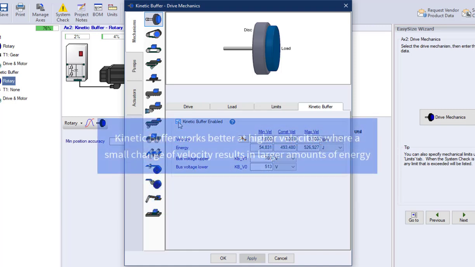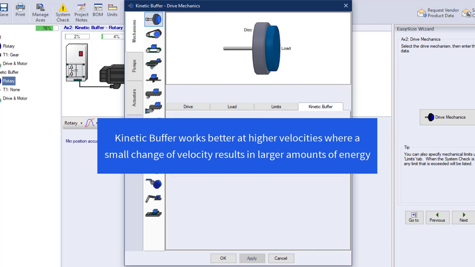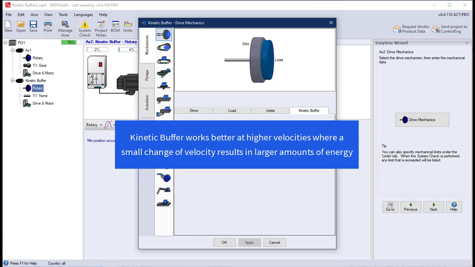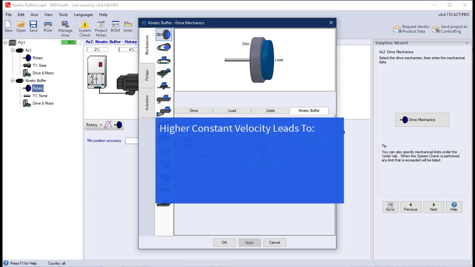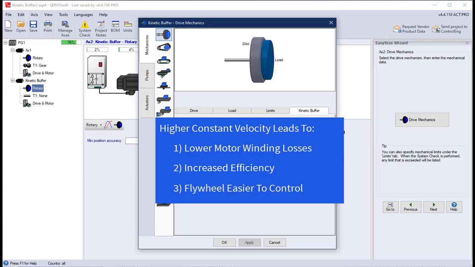The important point is a kinetic buffer works better at higher velocities, where a small change in velocity at, say, 3000 RPM results in a larger amount of energy than, say, the same velocity change at 1000 RPM. This also makes the flywheel less dynamic, with lower deceleration rates, using less motor current, and therefore lower motor winding losses. Ultimately, this is more efficient in getting energy out of the flywheel and into the DC bus. Finally, lower deceleration rates also makes the flywheel easier to control.